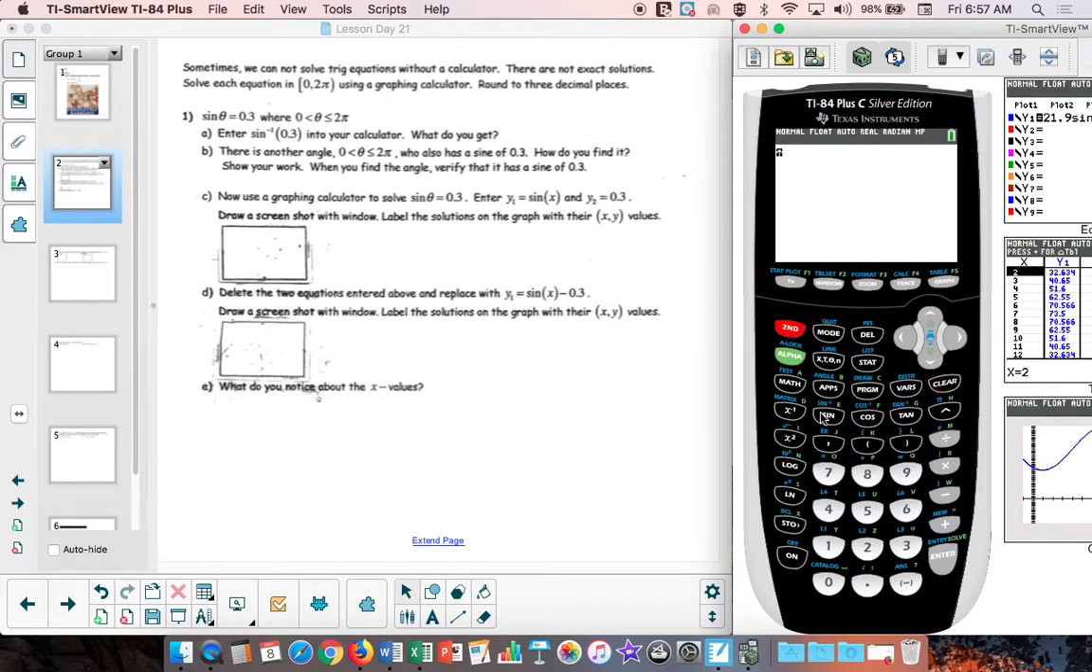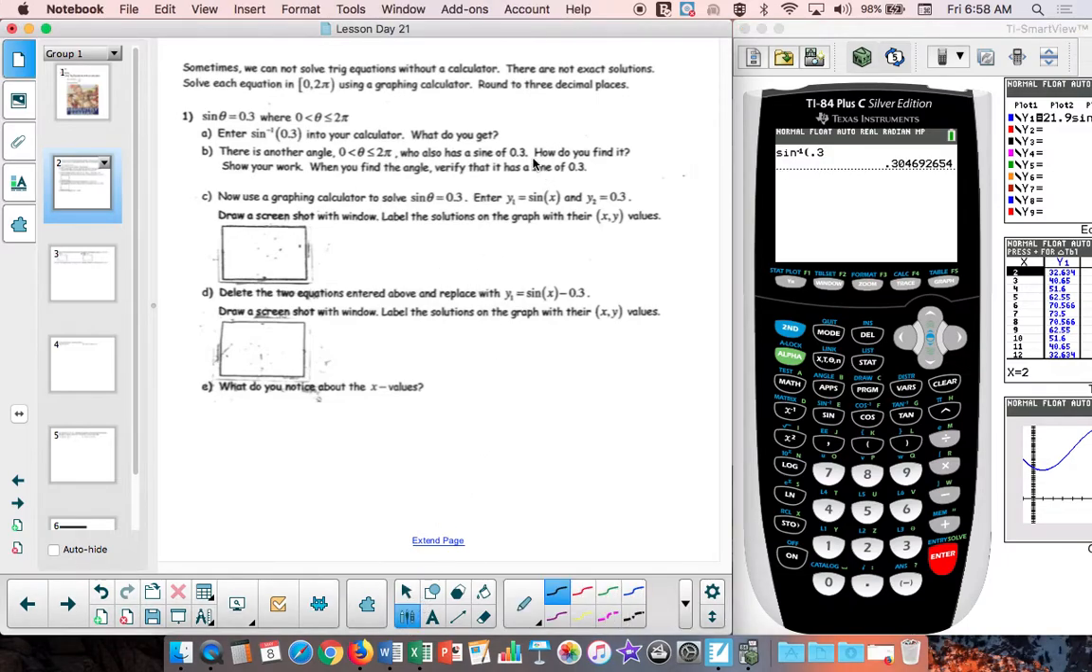Inverse sine of 0.3. It just says, what is that? Well, that is 3.04. Let's go 3.0. Sorry, 0.30. Rounding to 2 decimal. Oh, it says 3. So let's go 0.305. It's a good one if the teacher's struggling with rounding in the first question. So 0.305 is what we get, but there's another angle.